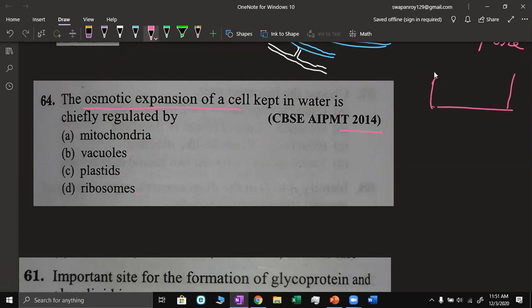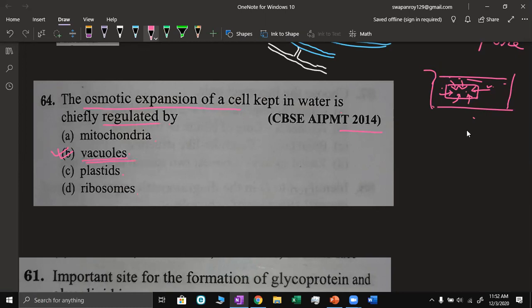There will be endosmosis. Say this is the pure water and the cell is kept here; the cell cytoplasm is more concentrated than water, so there will be endosmosis, osmotic entry of water. And where does this water move? This water moves into the vacuole. So the osmotic expansion of the cell kept in water is chiefly regulated by the vacuole.